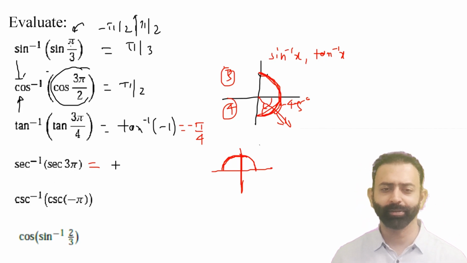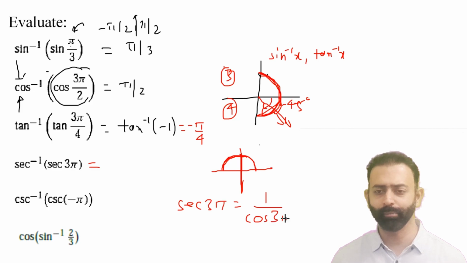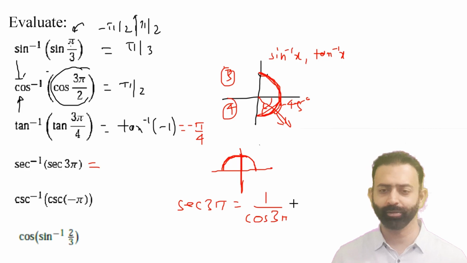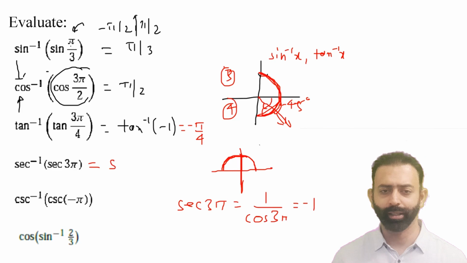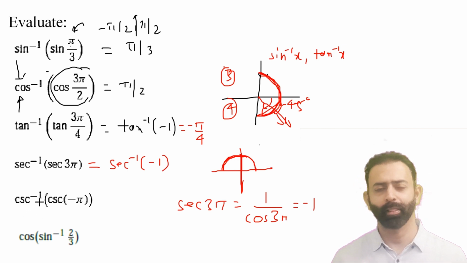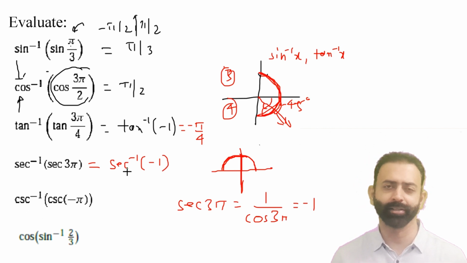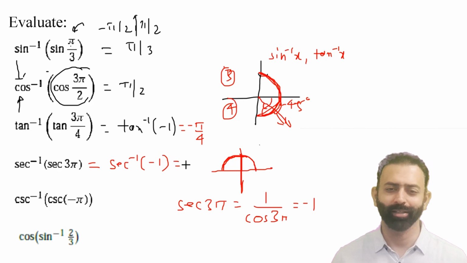Sec 3 pi is basically 1 over cos 3 pi. I should write it like this, because I don't remember exactly the value of sec 3 pi. And now I know that cos 3 pi is -1. So basically sec 3 pi is -1, right? So it is written actually like sec inverse -1. And now I need to find out the angle at which sec is -1. So sec is -1 again at pi. Okay, so the answer is pi.